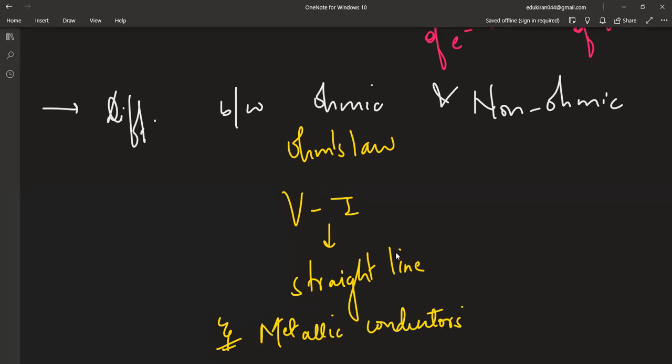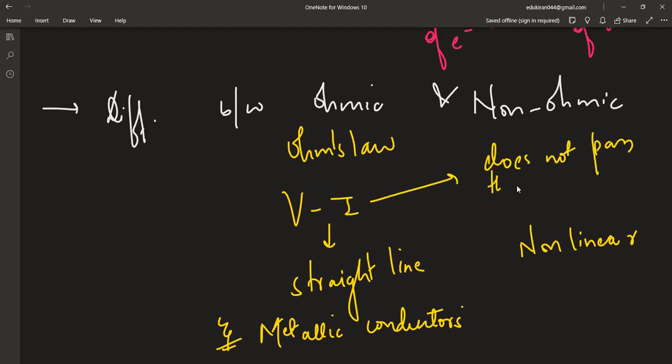Firstly, the VI relationship will be non-linear. Here in this case, it becomes non-linear. This does not obey Ohm's law. Also, the VI graph does not pass through the origin for the non-ohmic one. These things you have to remember.